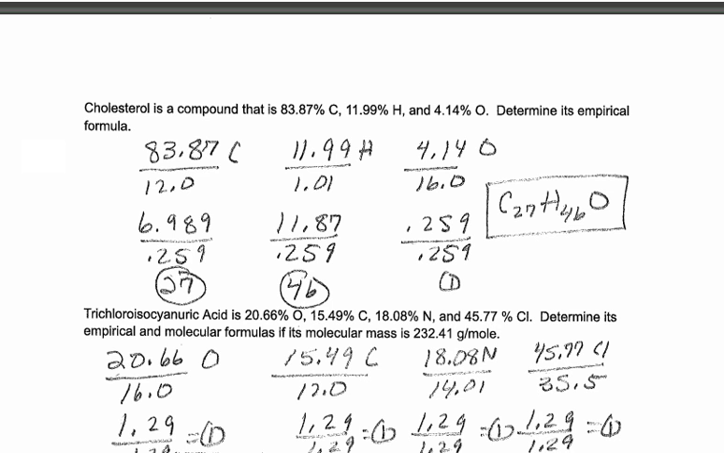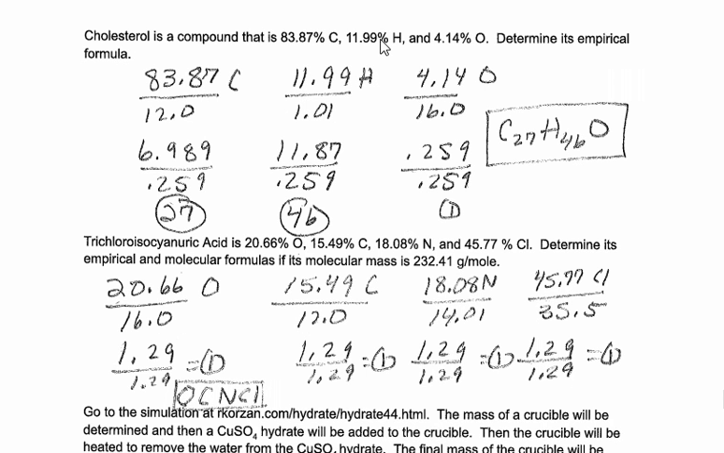So we have a compound here that's cholesterol. We have 83.87% carbon and a percent hydrogen and a percent oxygen all listed. Determine the empirical formula. Remember, we can treat those as grams because you could take a 100-gram sample. So we write each of their masses, and that's their grams from our percentages. Now we divide each by the atomic mass from the periodic table, and that converts them to moles. And that's what each one of these numbers are.